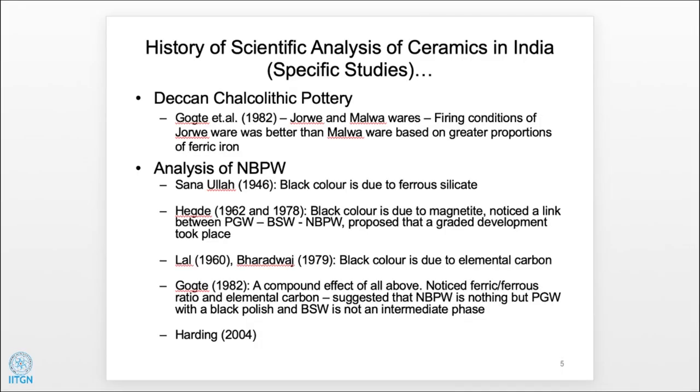Then there has been a lot of work. My own supervisor, Professor KTM Hegde, did some work on this northern black polished ware ceramic. And he said that the color is due to magnetite. Maybe true, I'm not saying. Because there must have been several types of color, since it is spread over a very vast geography, they may have used different types of material. That is why you have these different colors.